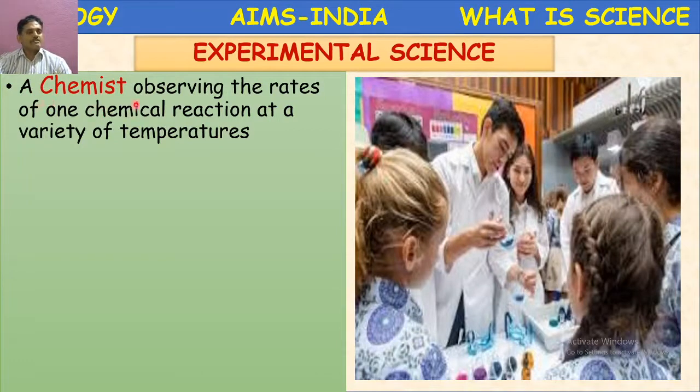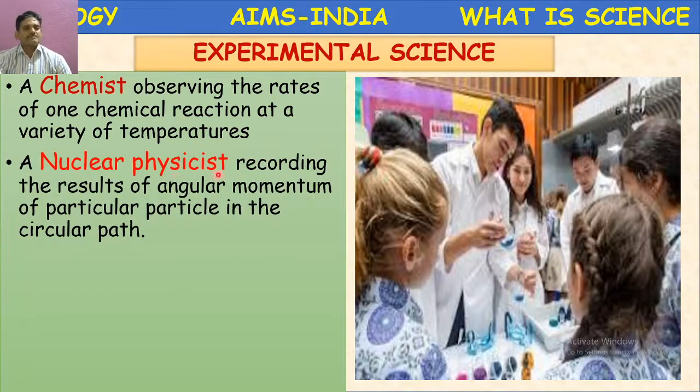So a chemist observes the rates of a chemical reaction at a variety of temperatures. Okay, rate of reaction. You know, chemistry. What does rate of reaction mean? It's nothing but the speed at which a chemical reaction proceeds. A chemist observes how the reaction takes place and what time is taken for the completion of that reaction. Whether it is a slow reaction or a fast reaction depends on several factors like temperature, pressure, etc.